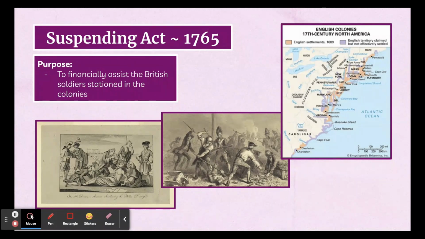And in this map, you can see the English settlements and the English territory, and these were the areas that were affected by the Suspending Act.